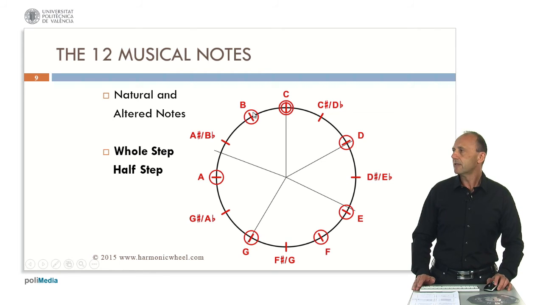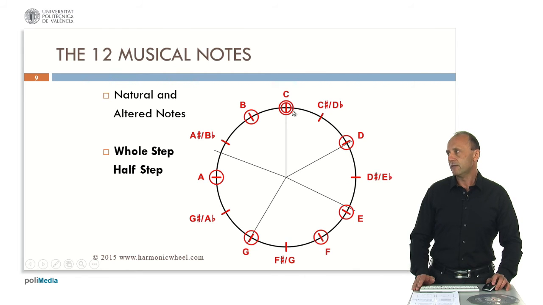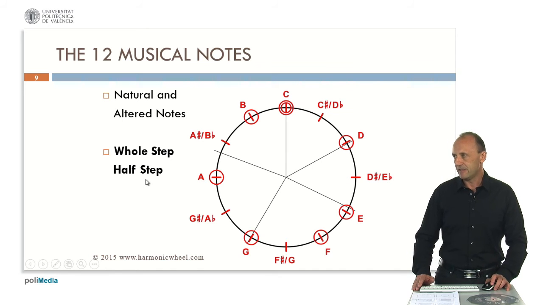And the distances between these notes sometimes is 2 divisions, like from C to D or from D to E. In this case, this distance is called a whole step. In other cases, for example, from E to F or from B to C, the distance is only 1 division and it is called a half step.